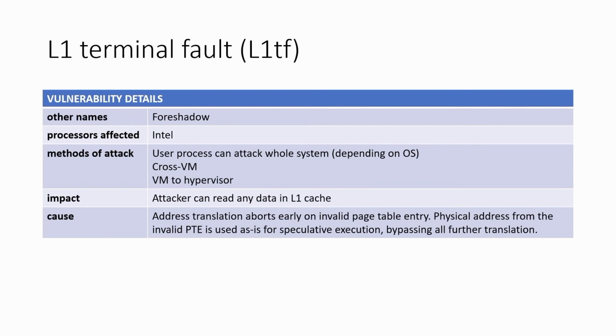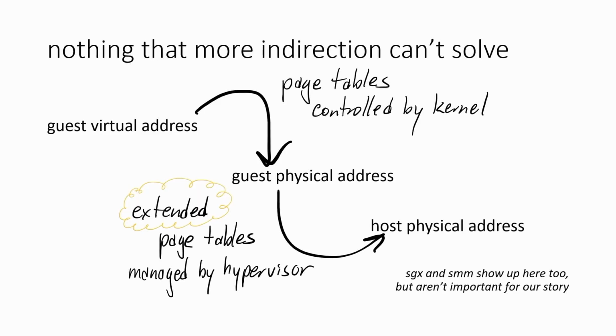To start, we have a virtual address. The page tables managed by the OS map that virtual address to a physical address. If we're in a VM, that's actually a guest physical address, and we will map it to a host physical address using another layer called extended page tables. That last host physical address is what's actually used to access memory.